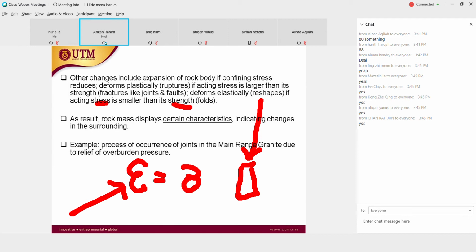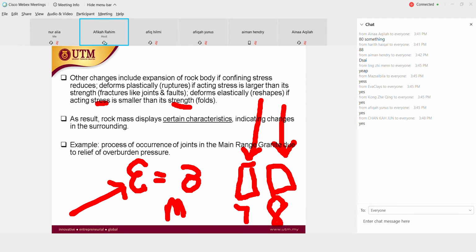So as a result, rock mass displays certain characteristics indicating changes in the surrounding. As I've mentioned, different stress will produce different kinds of strength. So if you have, let's say, rock A and rock B, and you do the same test, and you obtain the samples at the same site, same location, same geology, same block. For example, in a mining area, you got the samples at the same place, same GPS, same longitude, latitude, same location. But why does this rock, for example, obtain 7, and why does this one get 8 MPa? So what's the difference? The difference is between the strength and the stress of the rock.